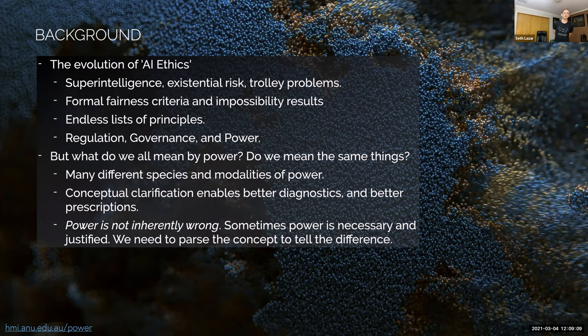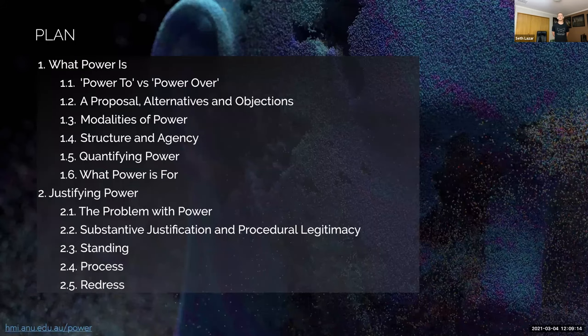So let me give you a preview of what I'm going to talk about. Let me point out as well that down at the bottom of the screen you can see a link to get a PDF of the slides, more or less the latest version. That will help you follow along or have something you can keep for afterwards if you find it useful. So I'm going to first talk about the nature of power, then how to justify it. I'm going to go through my proposal, a few alternatives and objections. I'm going to spend a bunch of time talking about modalities of power and giving you examples from AI. And then hopefully there'll be time to talk about justifying power.